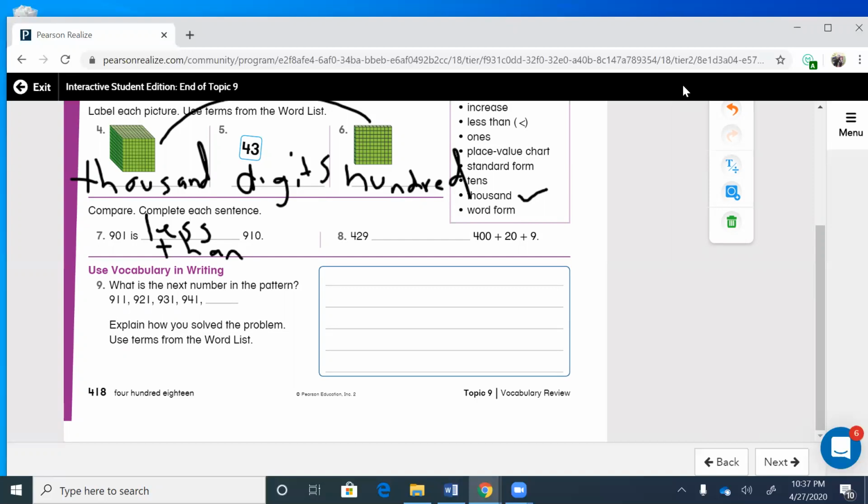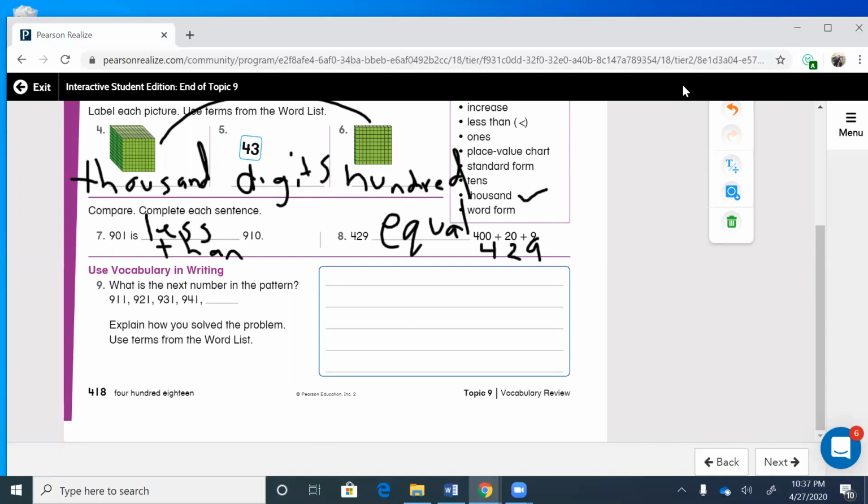429, oh, an expanded form. Let's write that in standard. 4 hundreds, 2 tens, and 9 ones makes 429. And they are equal. Great.